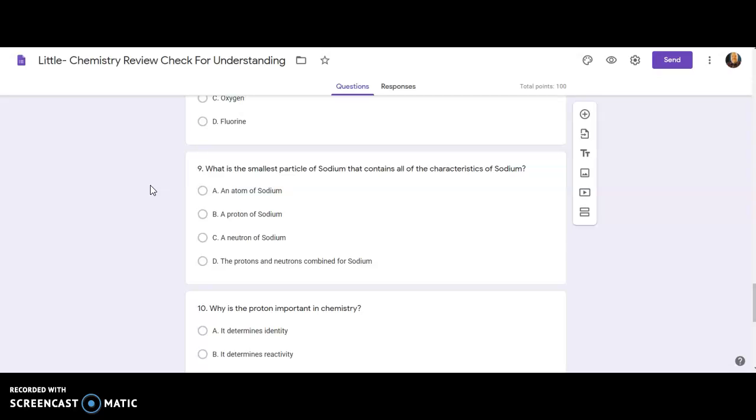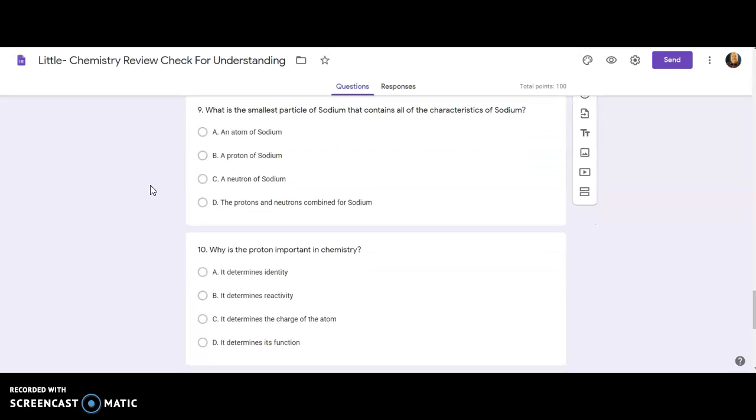So major hint there. In order for me to have all the characteristics of sodium, do I need to have an atom of sodium, a proton of sodium, a neutron of sodium, or the protons and neutrons combined for sodium? Think about all the things that are needed in order for something to be considered sodium.